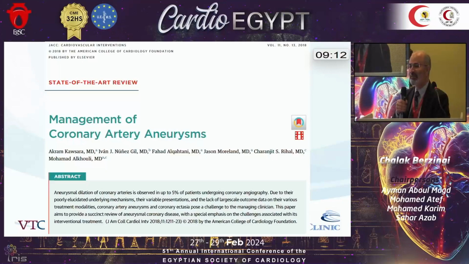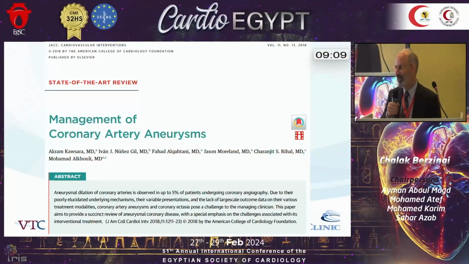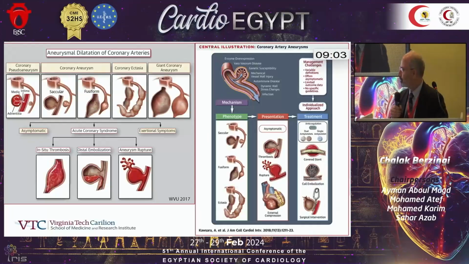That all sheds light on the problem we have with these coronary artery aneurysms, how to manage them, what's the best approach. We really don't have large sets of data, and that's the main problem. So one of the central illustrations in the paper, which I'll go through in part here: the coronary artery aneurysm could be saccular, it could be fusiform, it could be focal in one vessel, one segment, or diffusely multiple branches of multiple arteries. The presentation can be asymptomatic most of the time, or it can present with an ACS, or with thrombus formation in the aneurysm with some subsequent symptomatology.